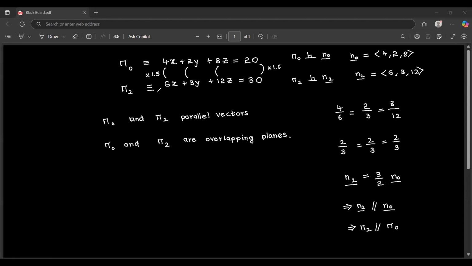So this is what I wanted to focus on in this video. In the next video, we will focus on how to find the vector equation of the line at which the two planes are intersecting with each other.